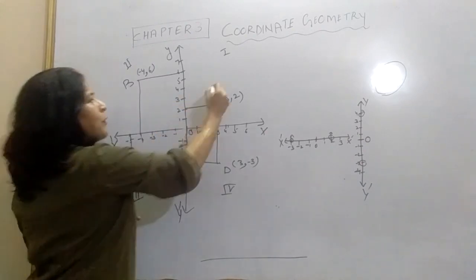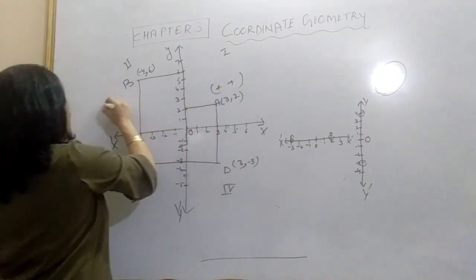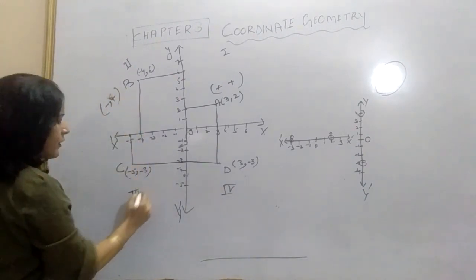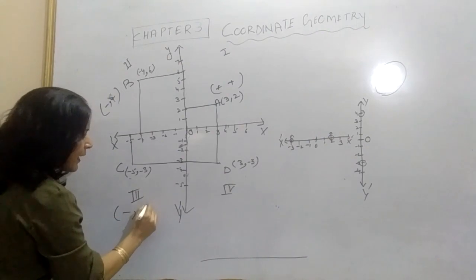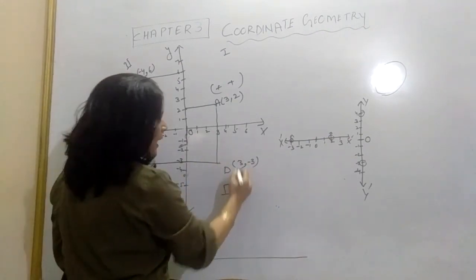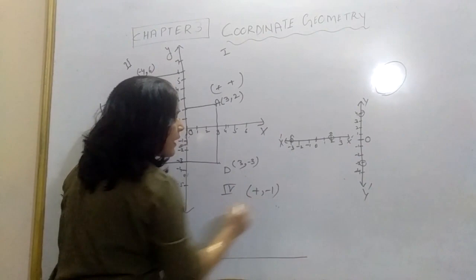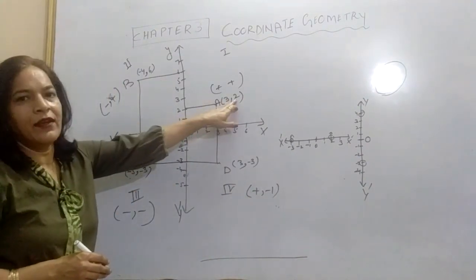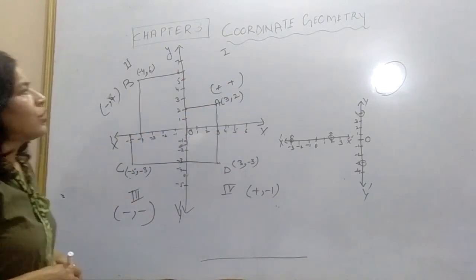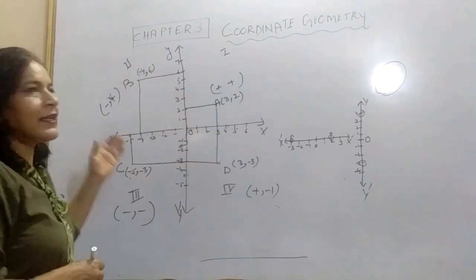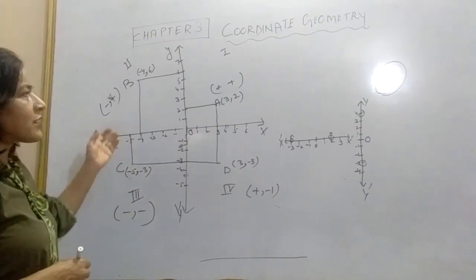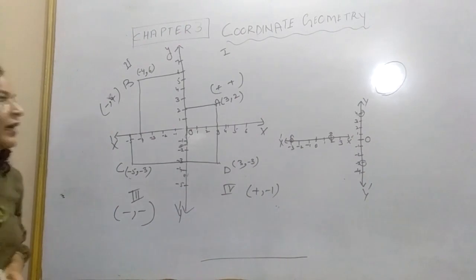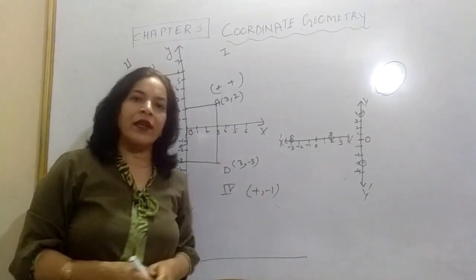In the first quadrant both are positive, in the second quadrant x is negative and y is positive, in the third quadrant both are negative, and in the fourth quadrant x is positive and y is negative. And see, always x first, then y. Clear? So this plane is called the Cartesian plane or xy plane, and we use this plane to describe the position of a point in a plane.